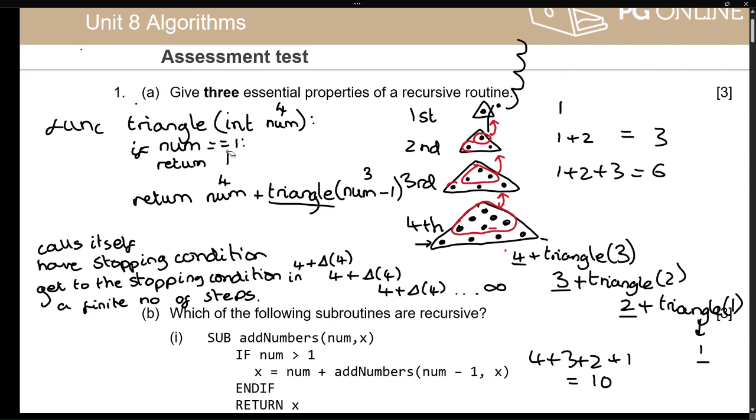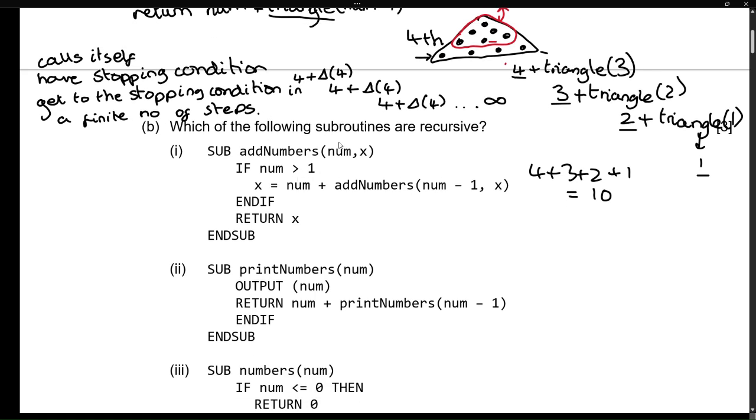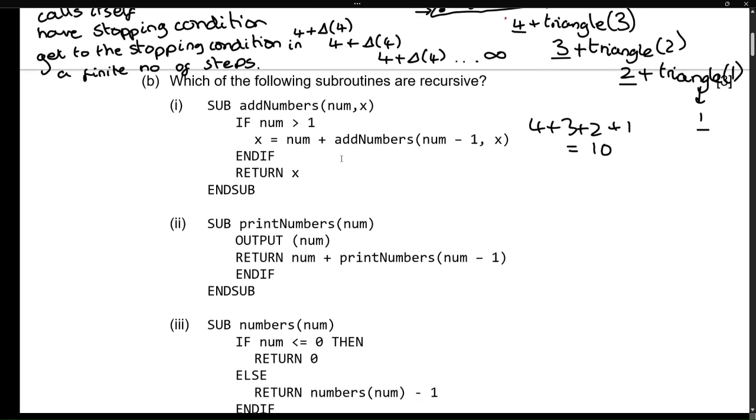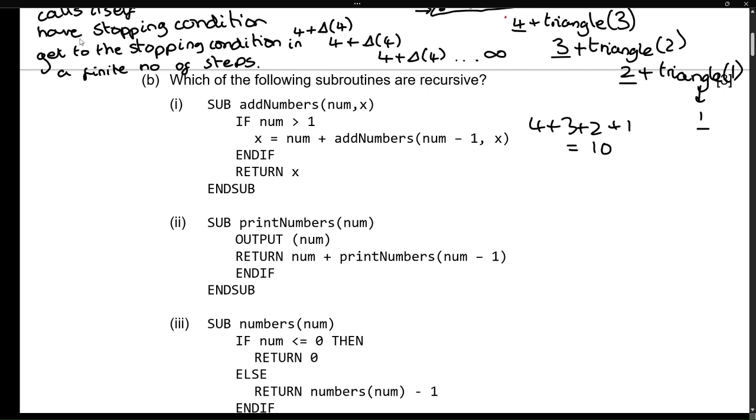Question 2 is now going to be like this, and we're just going to use these rules that we now know to calculate it. Okay, so what did I say the rules were? The rules were they need to call themselves. So to call itself, that's what a recursive routine does. Here's add numbers. Does it call itself? Yes, we've got one here. Print numbers. Does print numbers call itself? Yes. Does numbers call itself? Yes.